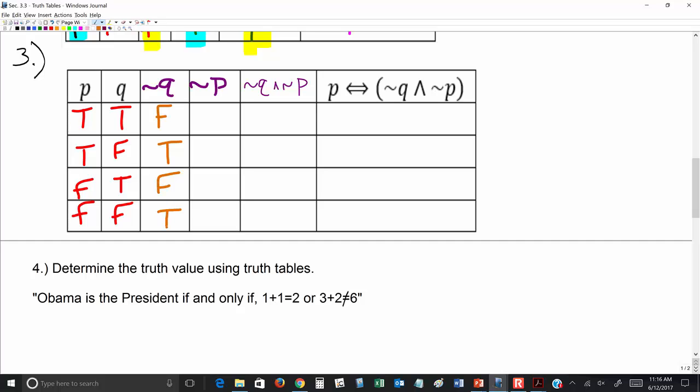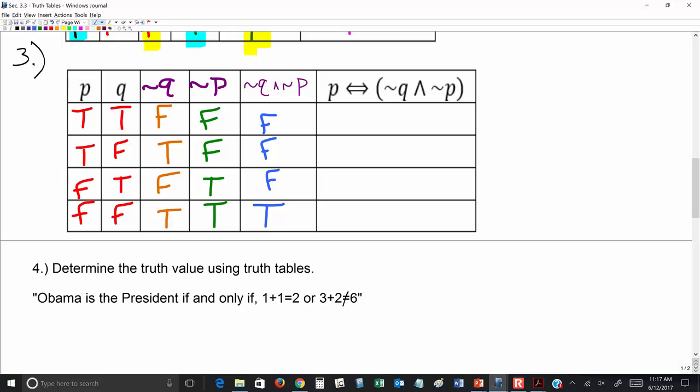And then for not P, that's the opposite of P, so that'll be FFTT. Okay, and then not Q and not P. In order for that to be true, both the not Q and the not P have to be true. So that's only true down there at the bottom in this case, and the rest are false because at least one of those is false.